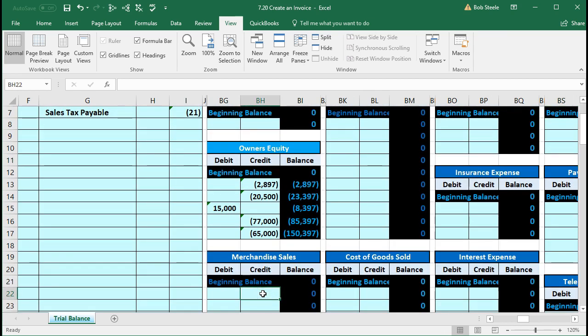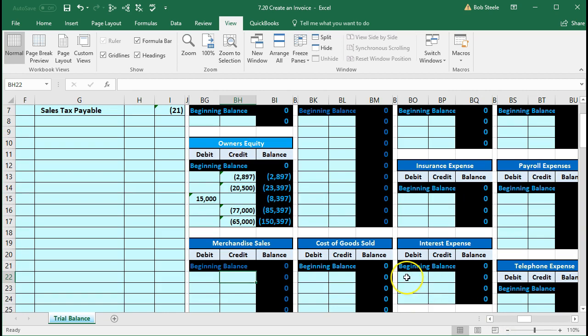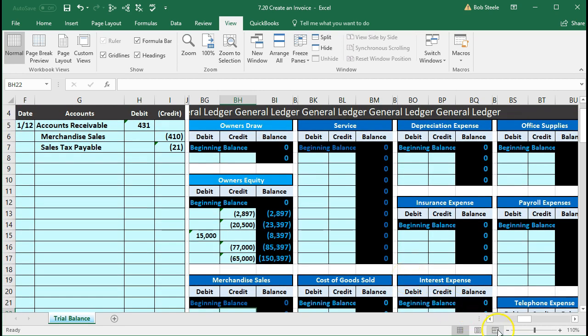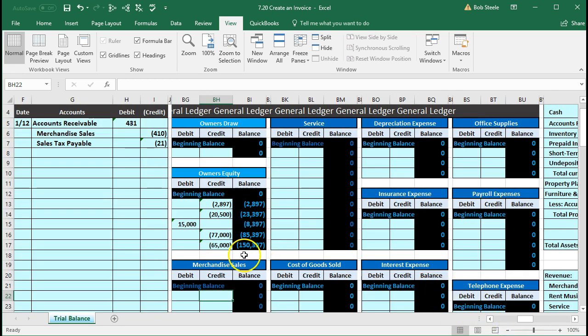We are always in the credit side. We're in cell currently BH22. This is cell BH22. Cannot quite see what we want up there. Going to go over to the bottom here and make this, it's at 120% right now. Going to zoom it down just a tad and see if we can zoom it down so that we can see these two things in one window. There it is.